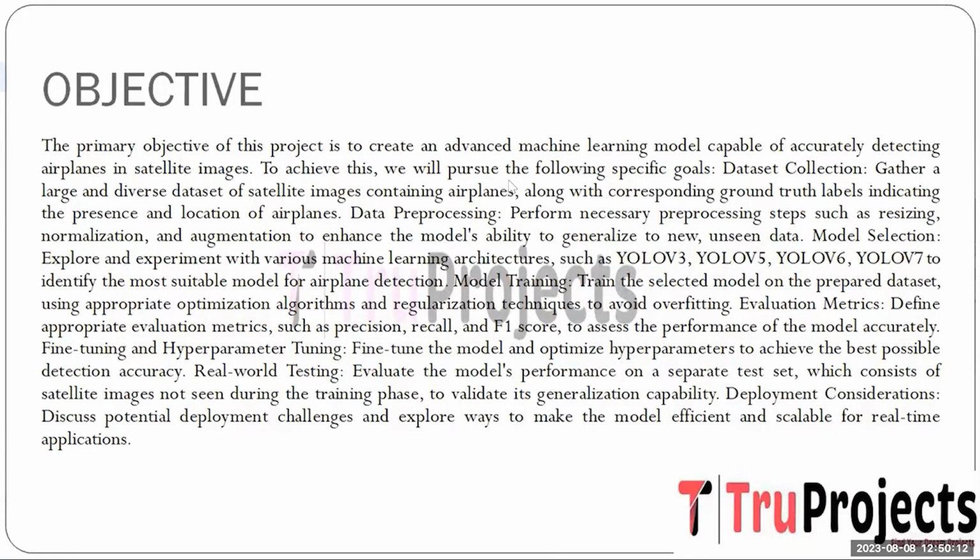Subsequently, crucial pre-processing activities such as resizing, normalization, and augmentation are carried out to enhance the model's adaptability to novel data. The project involves exploring and experimenting with a range of machine learning architectures like YOLO V3, V5, V6, and V7 to identify the optimal one for airplane detection. The selected model is then meticulously trained with a suitable optimization algorithm and regularization technique to prevent overfitting. This model's efficacy is assessed using precision, recall, and F1 score metrics.